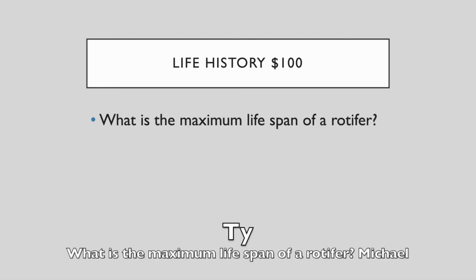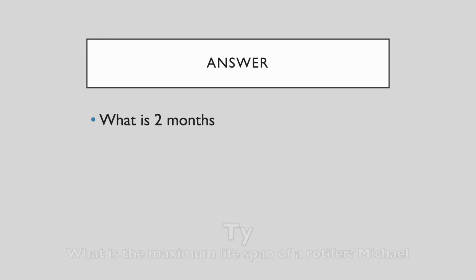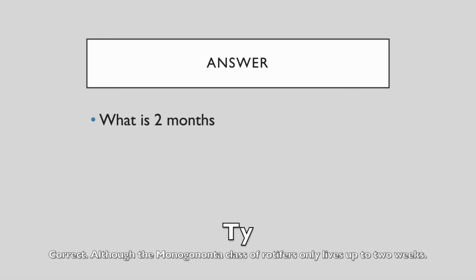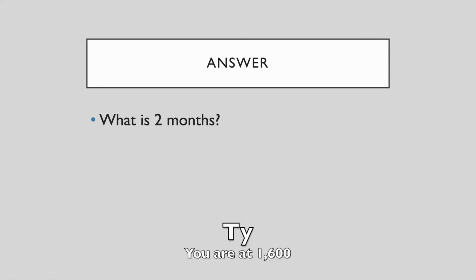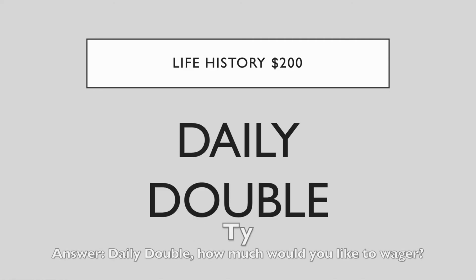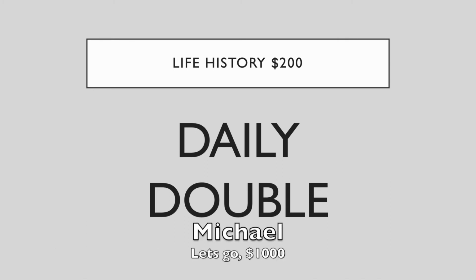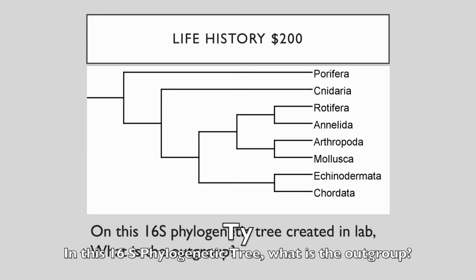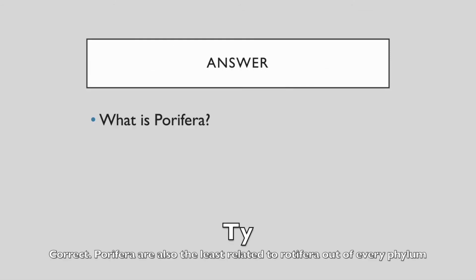What is the maximum lifespan of a rotifer? Michael: What is 2 months? Correct, although the Monogonata class of rotifers only live up to 2 weeks. You're at 1600. Life history 200. Answer, daily double. How much would you like to wager? Let's go $1,000. Okay, in this 16S phylogenetic tree, what is the outgroup? Porifera. Correct. Porifera are also the least related to Rotifera out of every phylum in the tree due to differences in characteristics such as lack of symmetry and having no germ tissue.